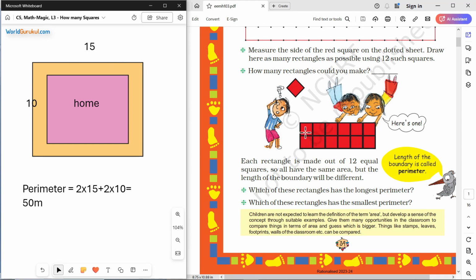So in the previous one, suppose each square is 1 centimeter by 1 centimeter.